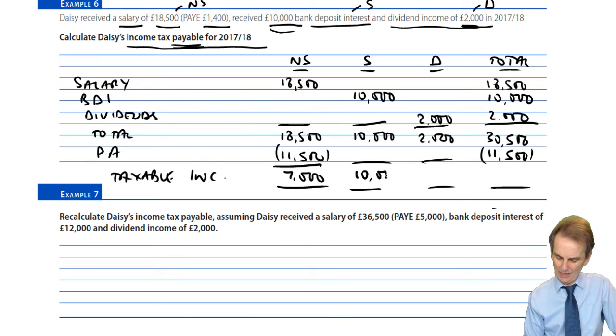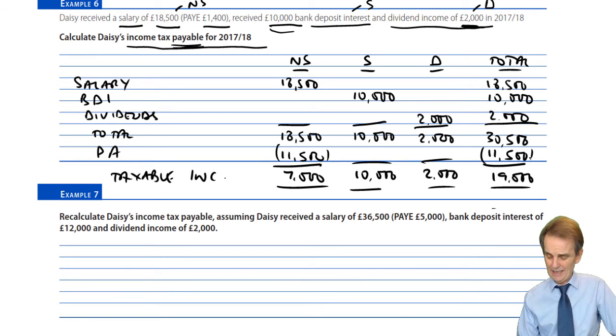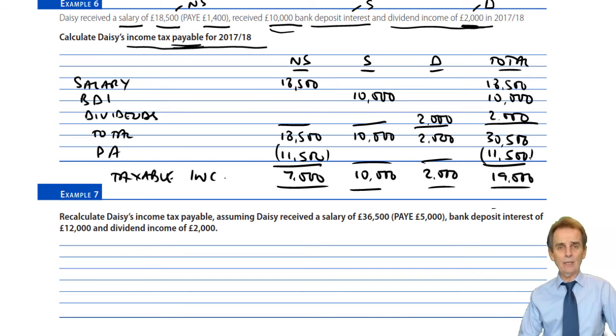That's untouched at 10. That is untouched at 2. 7 plus 10, 17 plus 2 is 19. Is that the same as 30.5 less 11,500 there? Yes, it is, so we know we've got the correct figure. Always do that double check on your calculations there, cross-cast, to make sure you agree that total. So it's then about the calculation of the tax thereon.